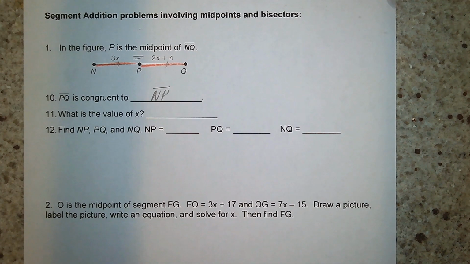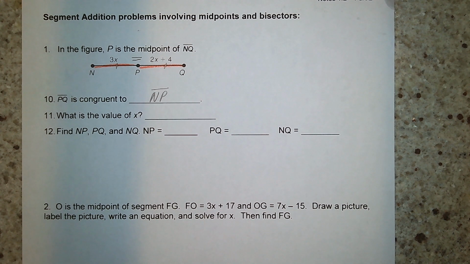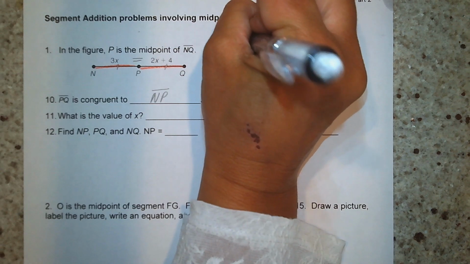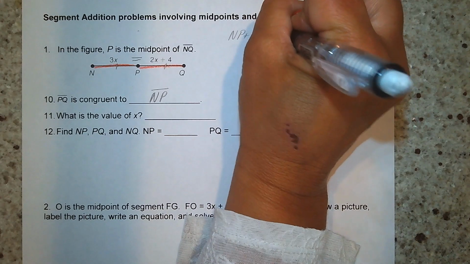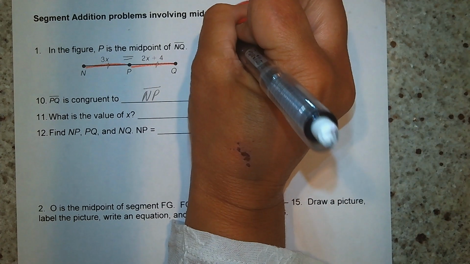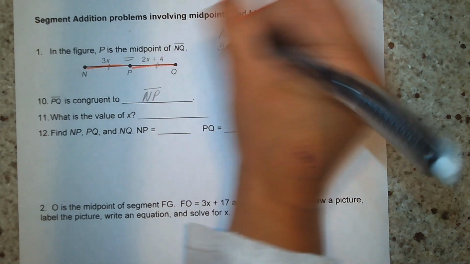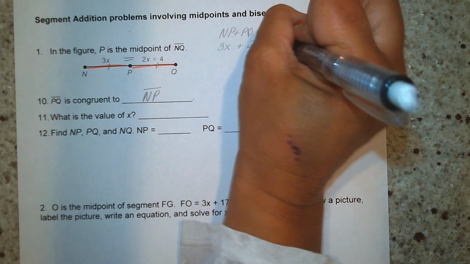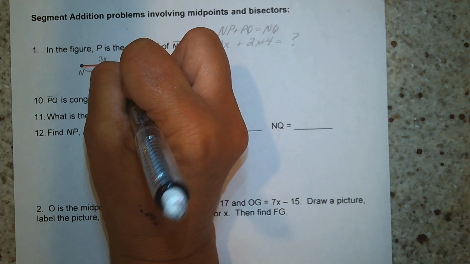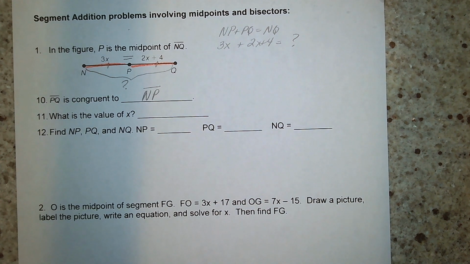All right, well, we're going to have to set up an algebra equation in order to solve this, okay? So previously, we were doing segment addition. And in that case, you would say NP plus PQ is equal to NQ, right? That's what we did in our last lesson. The problem with that is I know that NP is 3x and PQ is 2x plus 4, but what is NQ? What is the whole thing? I have no idea, so that's really not going to help me.